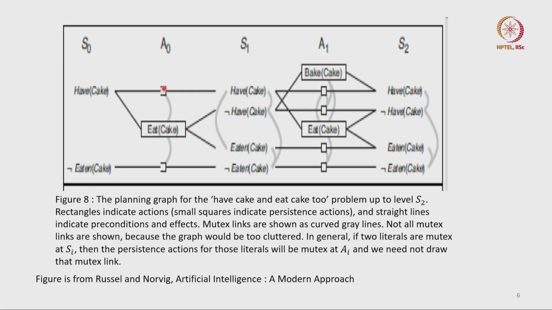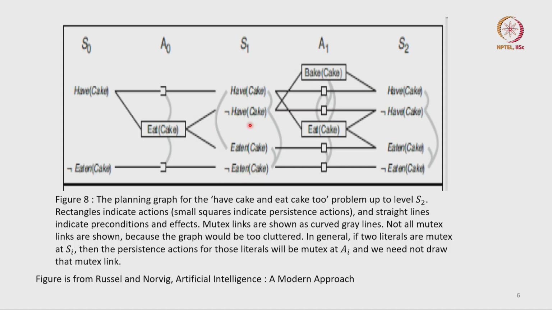Okay. So the persistence is that if no action is taken from have cake, you'll again get have cake, right? Similarly, not eaten cake, again you'll get not eaten cake. So these are the states, or the propositions, which are there at level S1. Okay, so we can see that you can get have cake, you can also get not have cake, you can get eaten cake, and you can also get not eaten cake.